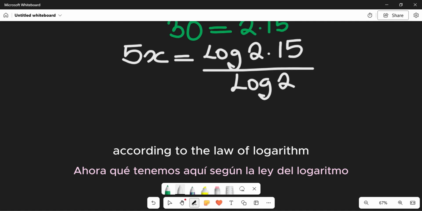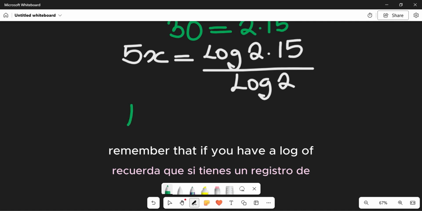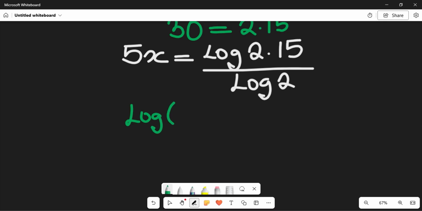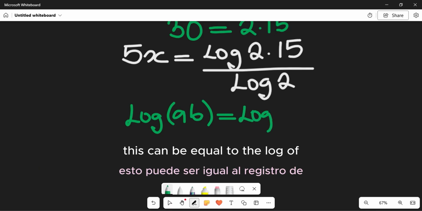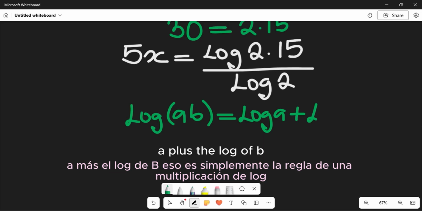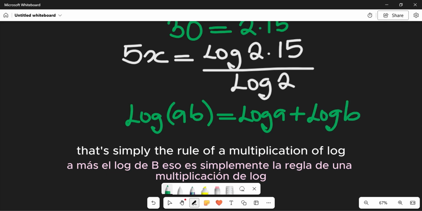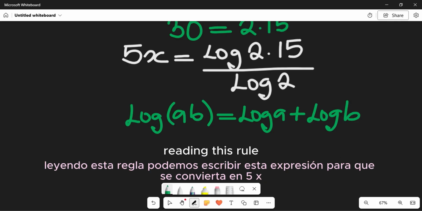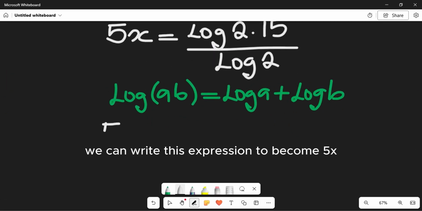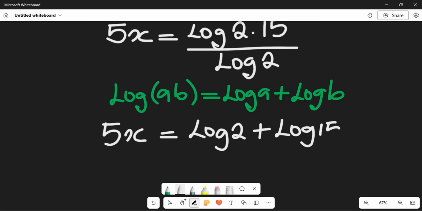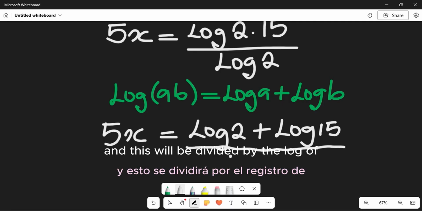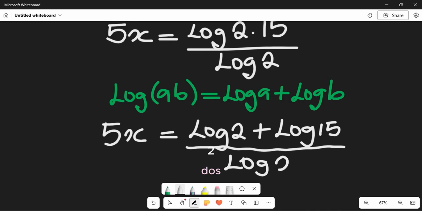Now, what do we have here? According to the law of logarithm, remember that if we have log of AB, which simply means that A is multiplying B, this can be equal to the log of A plus the log of B. That's simply the rule of multiplication of logarithms. With this rule, we can write this expression as 5x equal to the log of 2 plus the log of 15, and this will be divided by the log of 2.